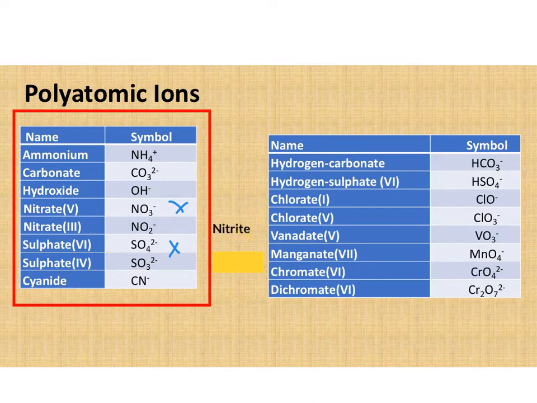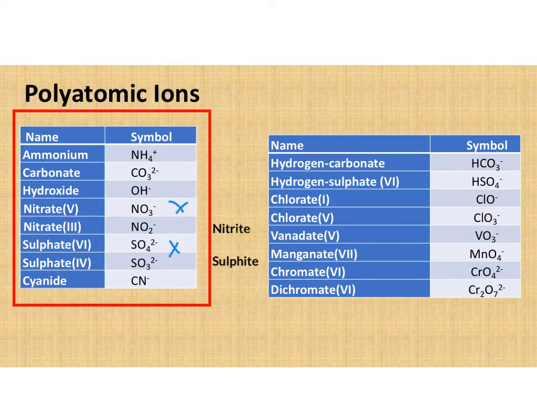Nitrate(III) is more commonly known as nitrite, and in a similar way, sulfate(IV) is known as sulfite. The ite means they still contain oxygen, but one less than the more common one. So you'll notice that nitrate(III) is NO2 minus, and nitrate(V) is NO3 minus. You may also see them marked as nitrite and sulfite, but you do need to be aware that those are their proper names.